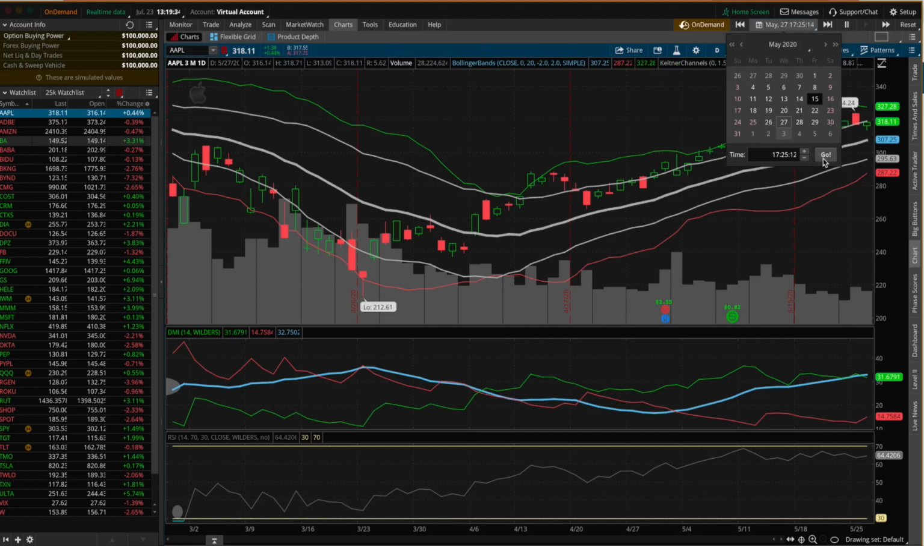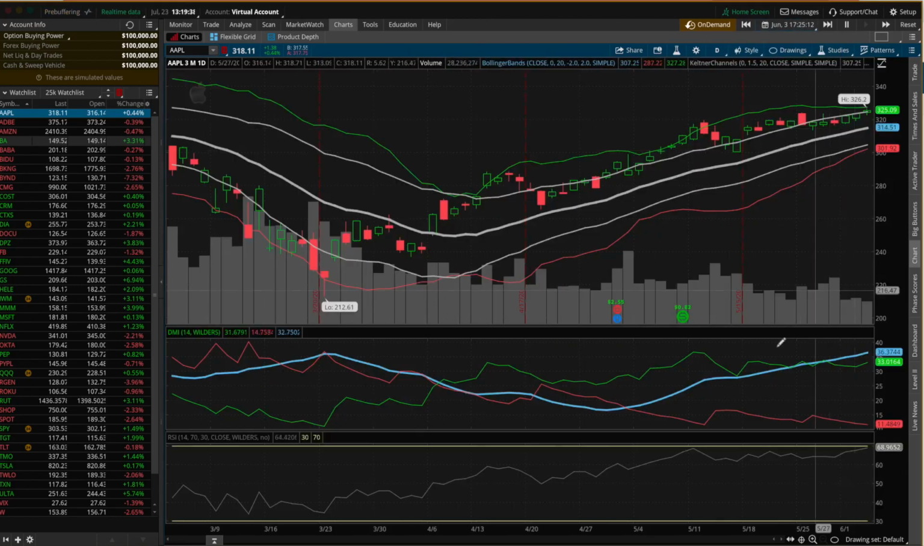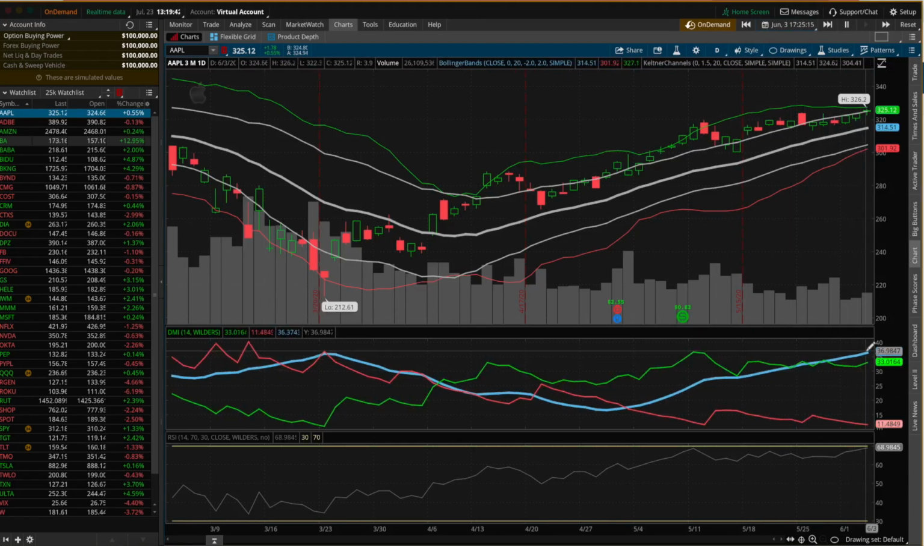Let's keep going another week and look how the ADX is behaving. ADX is now at 36, which is very high, and now the DI plus is further turning up. So at this point, you can use this to avoid taking mean reversion trades. You can use ADX to see how strong the bullish momentum is.